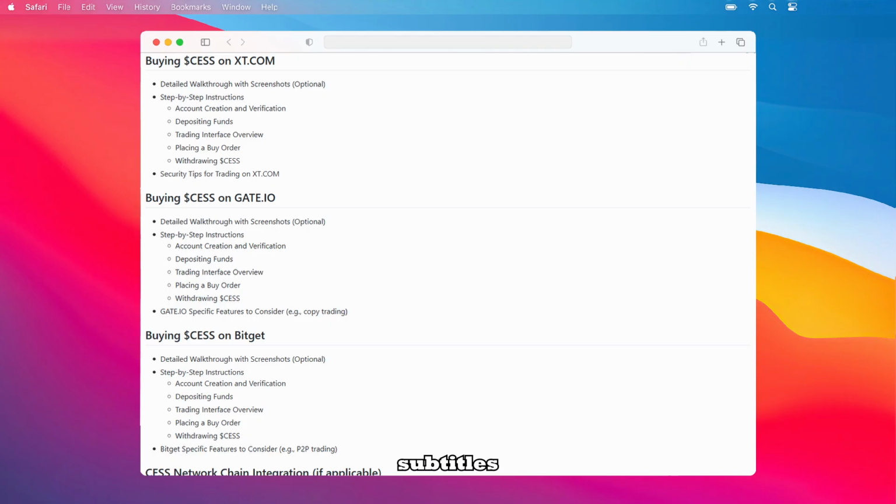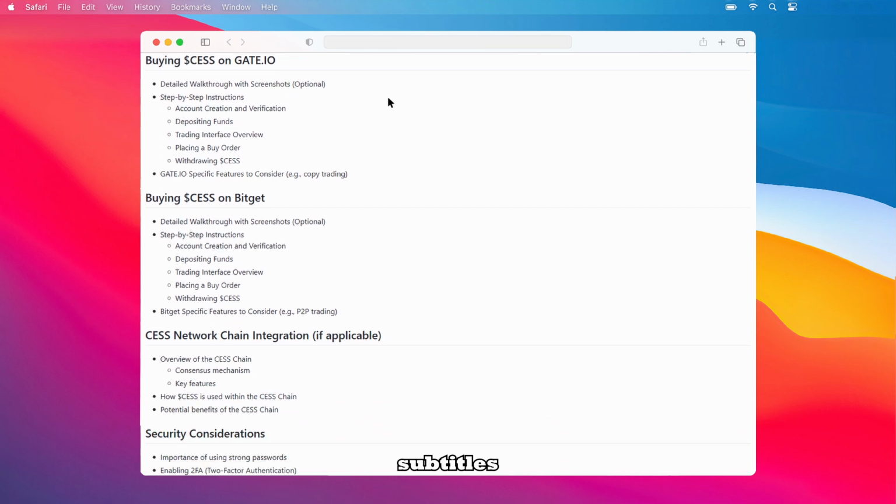Similarly, when buying $CESS on Gate.io, you will begin with account creation and verification, followed by depositing funds. Navigate their trading interface to find the $CESS pair you wish to trade. Place your buy order and, after the transaction is complete, withdraw your $CESS. Keep an eye out for Gate.io specific features, such as copy trading, which could be relevant to your trading strategy.